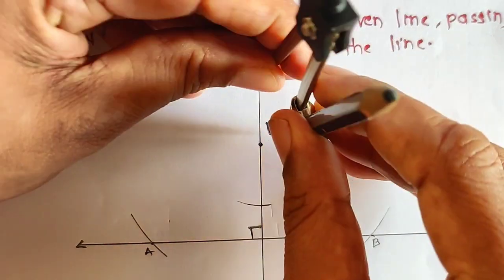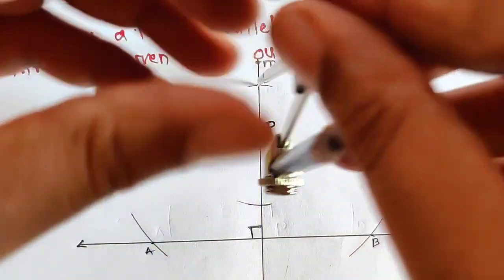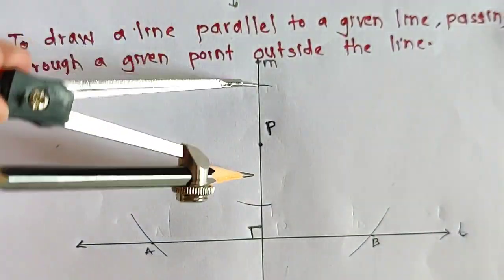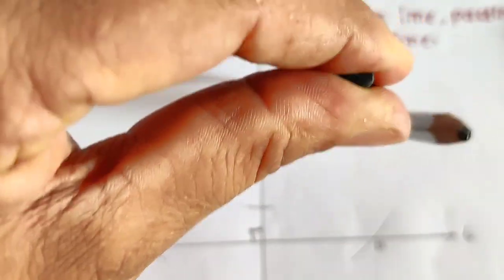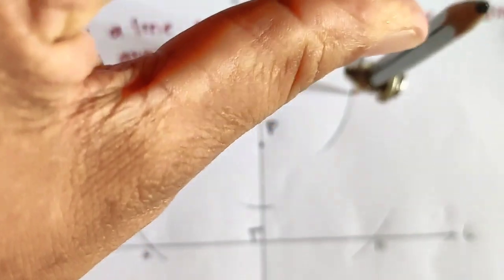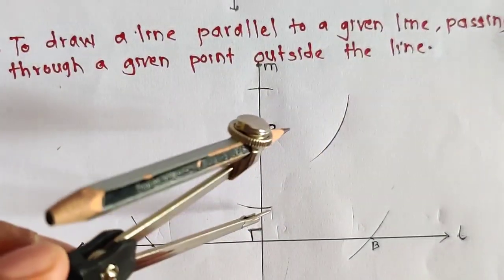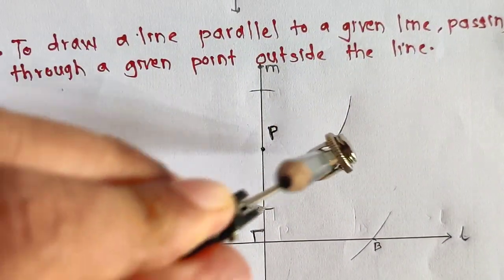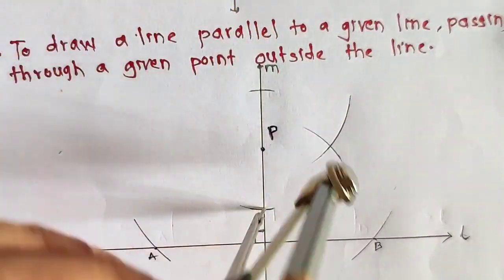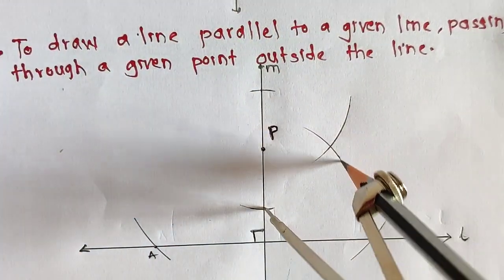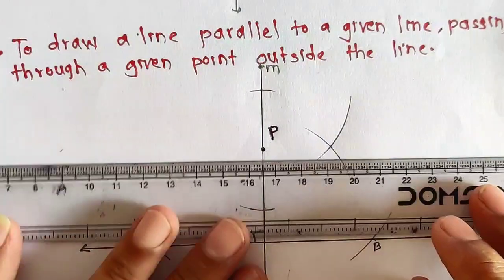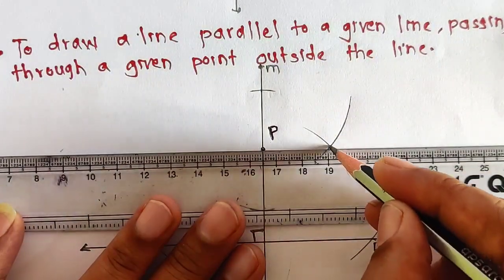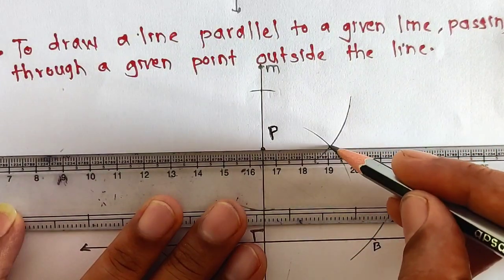So how to draw the bisector? Take more than half distance, without measuring, and draw the arc on one side of the line M. So here we draw the arc by keeping the same distance. Draw another arc intersecting that arc. So here we get the other arc. Now note the point of intersection of these two arcs. Now draw a line passing through this point of intersection and point P.